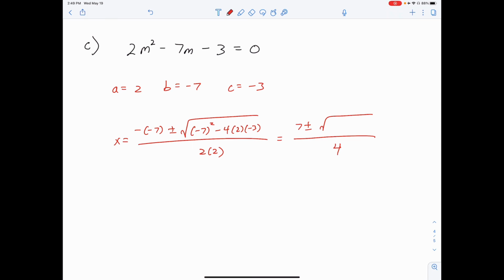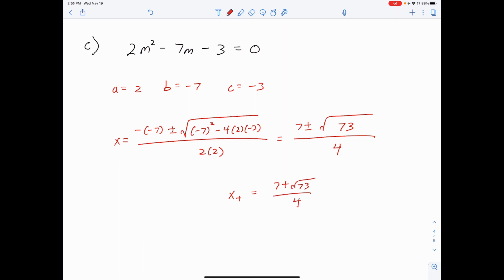Again, put this in your calculators. Don't forget the brackets for the -7. Minus 4 times 2 times -3. And I'm getting 73 on the inside. Now, if you realize, root 73 is a prime number, so we can't really simplify it any further. Therefore, our two answers are just going to be x plus, which would be 7 plus root 73 all over 4.